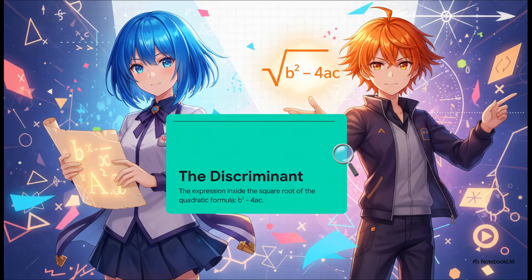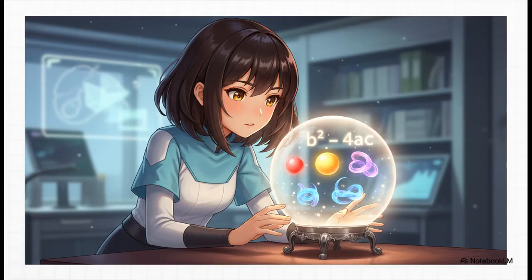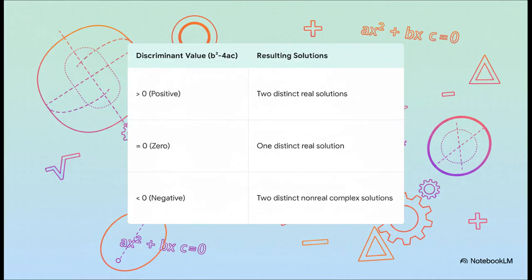It's this little piece of the formula right here, the parts living inside the square root, b squared minus 4ac. This small expression right here, it holds all the predictive power. Seriously, the number you get from calculating just this one little piece tells you exactly what kind of answers you should expect to find at the end. And the rules are super simple.